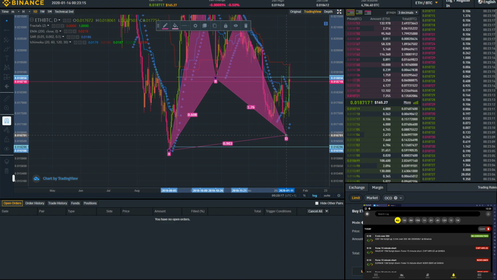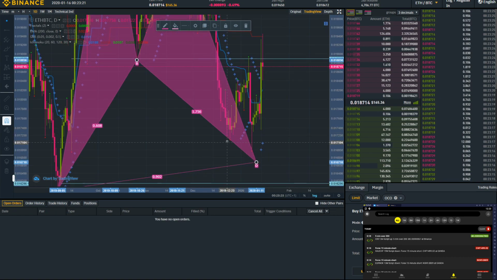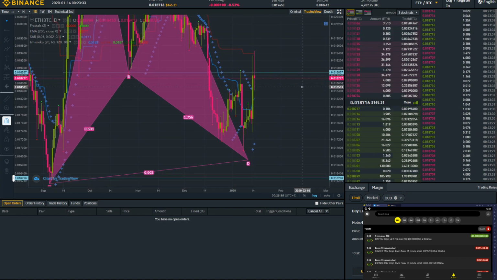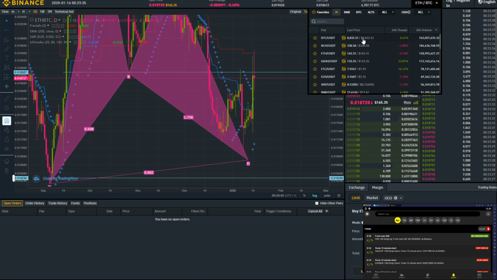But the bullish bat pattern is on the 0.886, and probably this was a false breakout. So if you ask me, this was a false breakout and then it went higher, but look at the bearish candle on ETH BTC. This needs to close above this for that to be bullish.